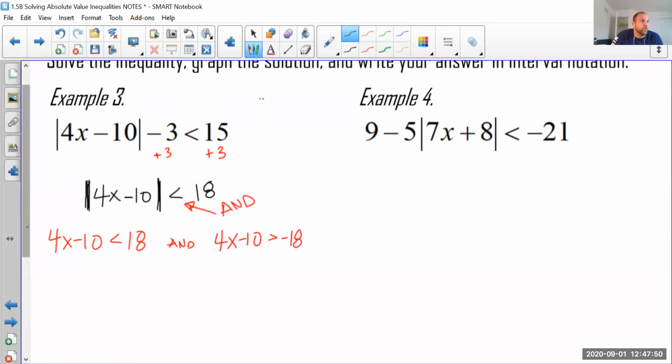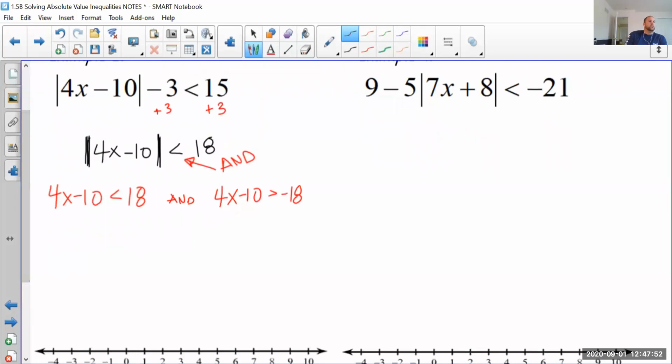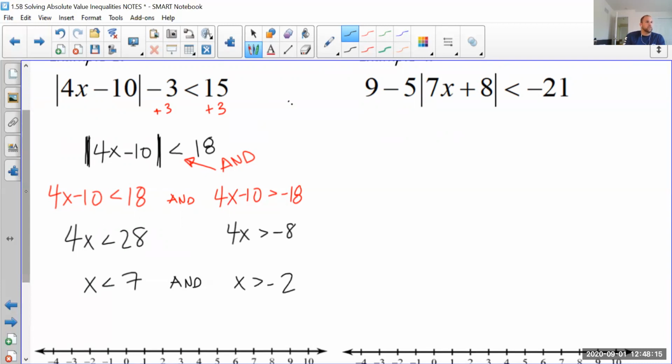Now I just solve both of those inequalities. So add 10, divide by 4. So we get x is less than 7. Add 10, divide by 4. So we get and x is greater than -2.